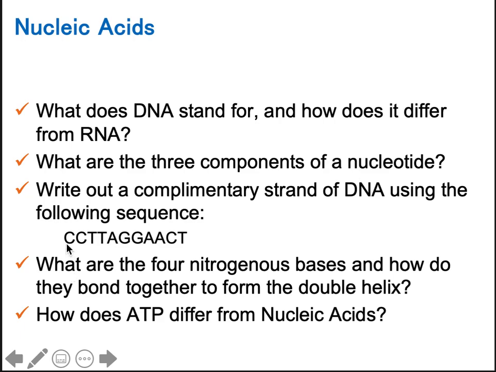So would you be able to tell me the second strand if I give you a short sequence of nitrogenous bases? Would you be able to tell me the complementary strand? What are the 4 nitrogenous bases and how do they bond together to form a double helix? And how does ATP differ from a nucleic acid?